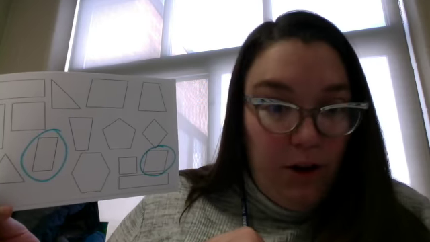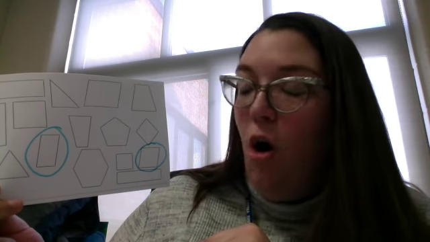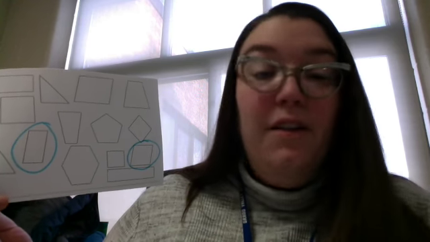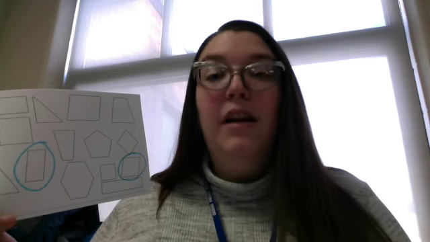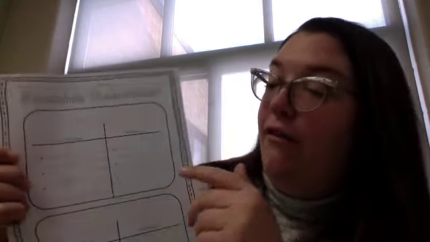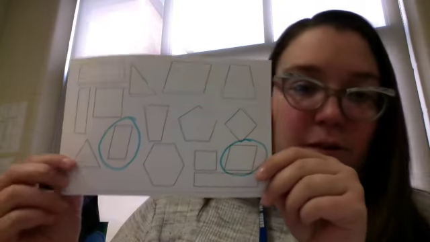Something that's similar is that they have no right angles, okay? That means none of their angles look like that L, like that perfect L shape, that 90-degree angle. None of those have a 90-degree angle. So that's what I would write down for my similarity. So what's a difference between these shapes?